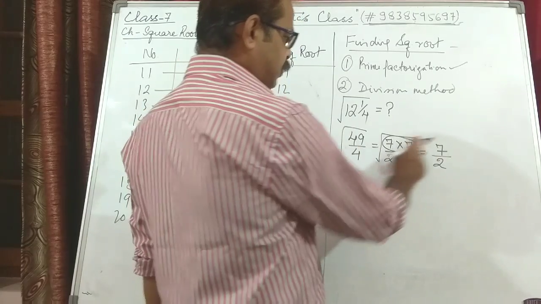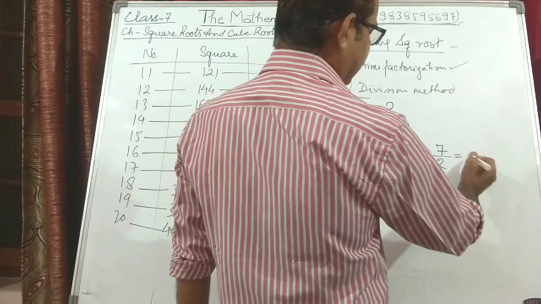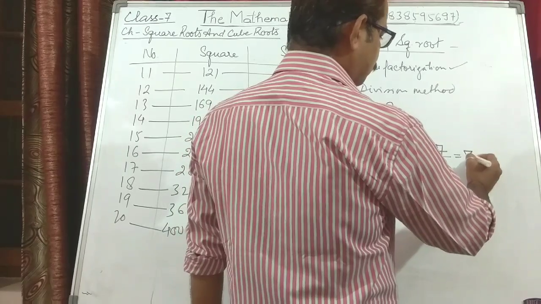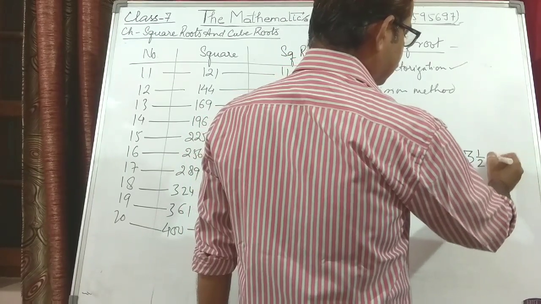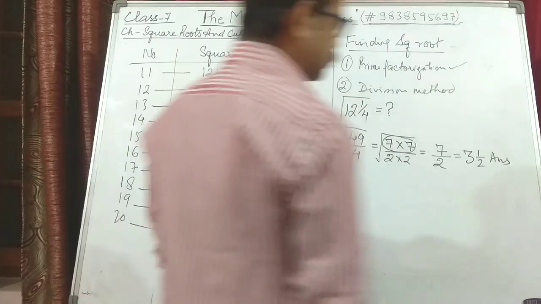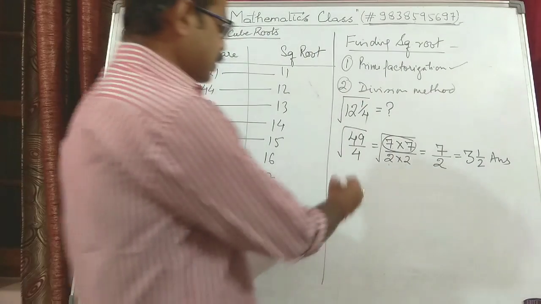So square root of 49 upon 4 is 7 upon 2. If you want to write it in the form of a mixed fraction, so 3, 1 upon 2 is the final value. Let us take one more question.